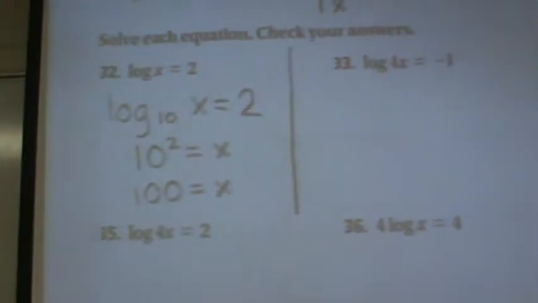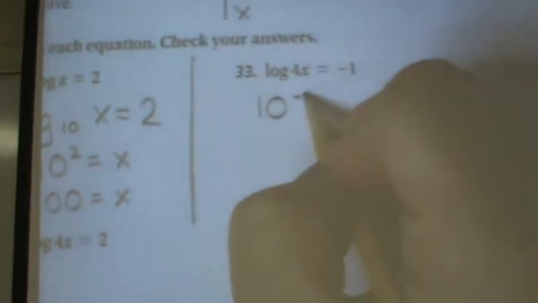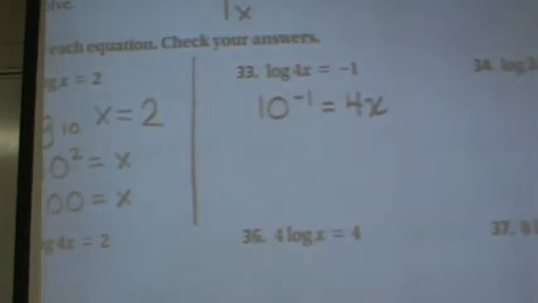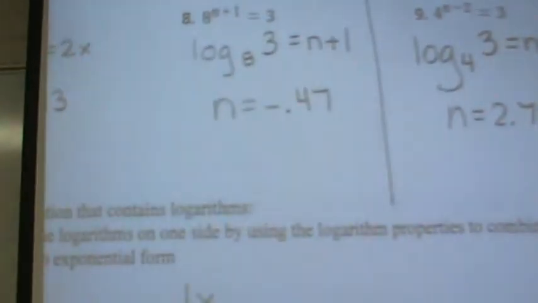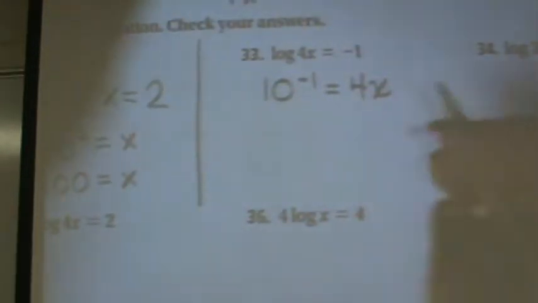Okay, number 33. What's the base? 10. What's the exponent? Negative 1. What does it look like when it has a base? Like these. All right, what is 10 to the negative 1 power? 1 over 10.